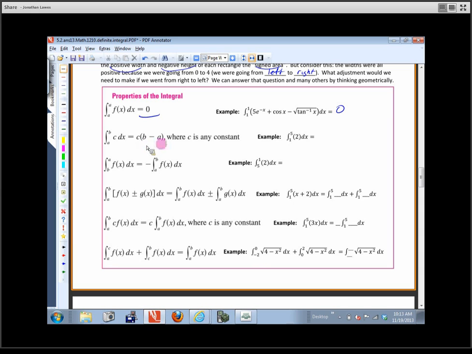If we take a look at this one right here, this says a constant, if we're integrating from a to b, is just the constant times the difference between b and a. In other words, this is how tall it is, that's the height, and this is the width of the entire interval. So as an example of that, we just did one like this.